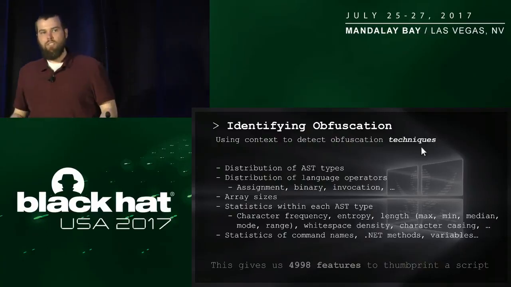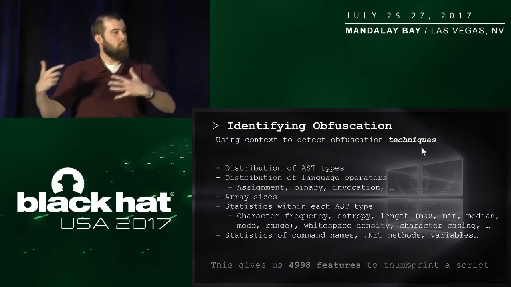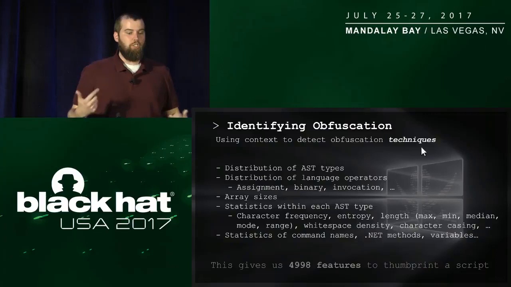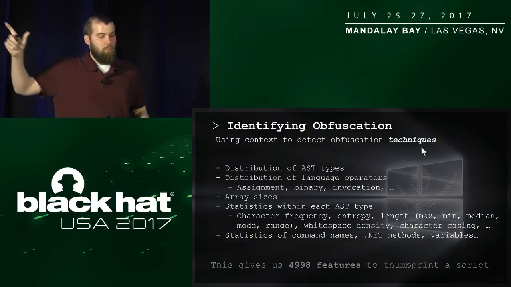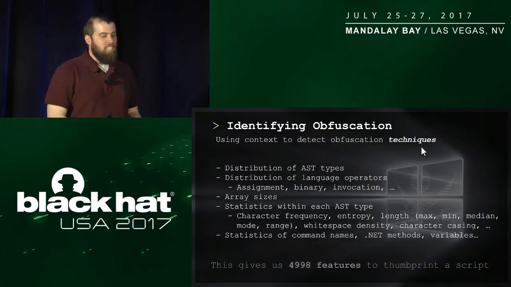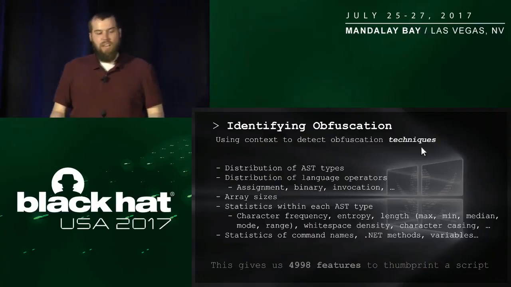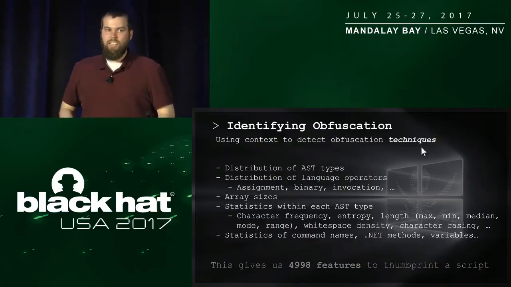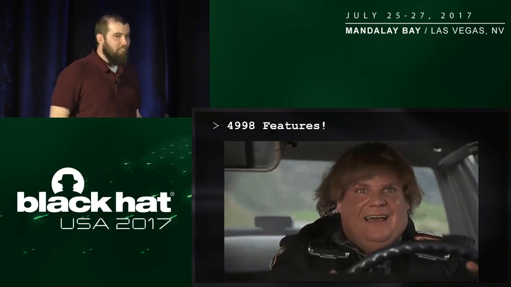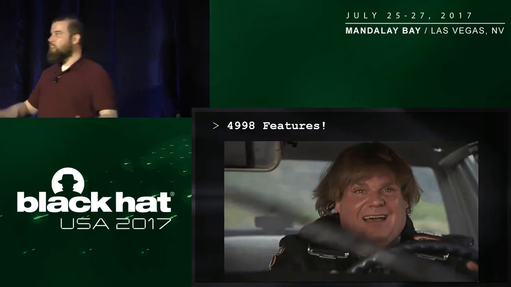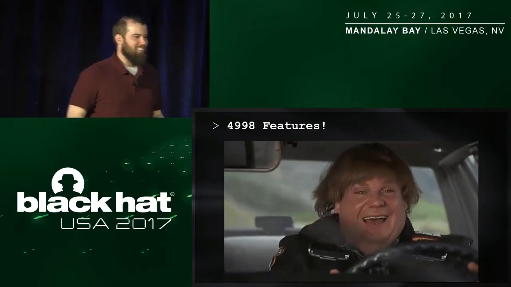And then for every single one of these, we ran character frequency analysis on each of those elements. So just on the strings, just on the commandlets. And we didn't just do frequency, we did entropy, we did the length, max, min, median, mode, range, average. We did white space density, character casing, a lot of fun stuff. And we also did statistics on the command names, .NET methods, variables, etc. And so what that resulted in was a lot of features. Actually, 4,998 features. That's crazy. And then we realized, oh my gosh, what do we do with all these features?